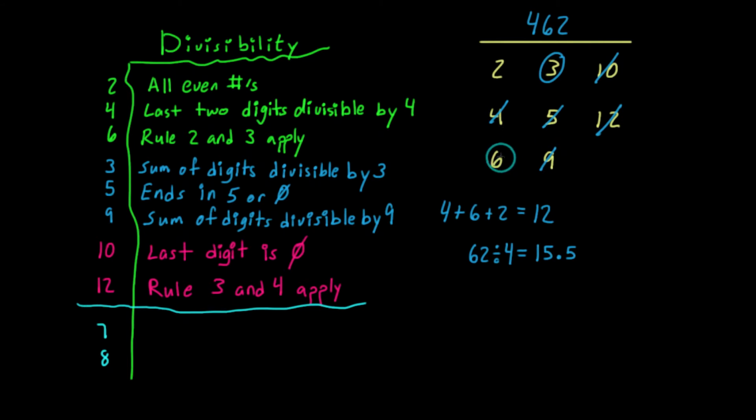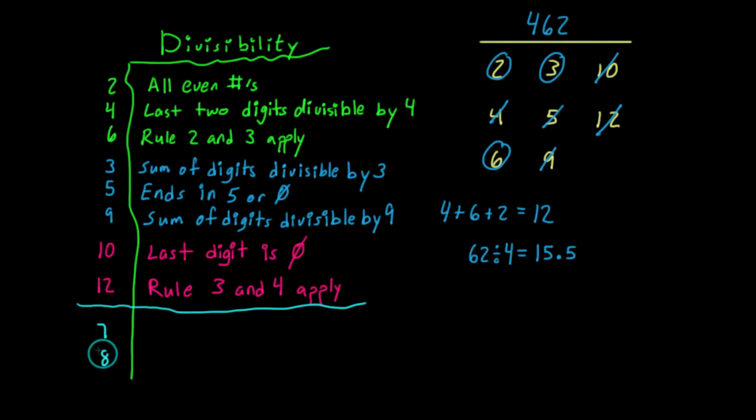Now the rule of 6. The rule of 6 says both rules 2 and 3 have to work. We already know the rule of 3 works. Let's just find out if the rule of 2 works. Since 462 is an even number, the rule of 2 works. Since both rules 2 and 3 work, since 462 is divisible by both 2 and 3, the rule of 6 has to work also. Okay, but what about the rule of 7 and the rule of 8?